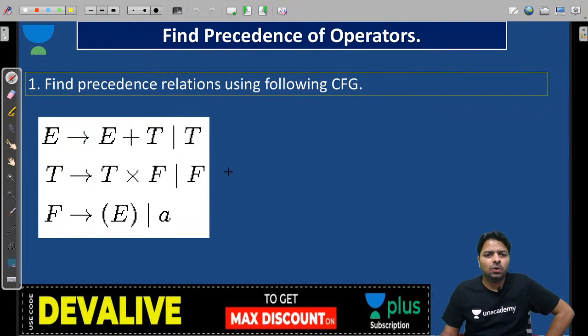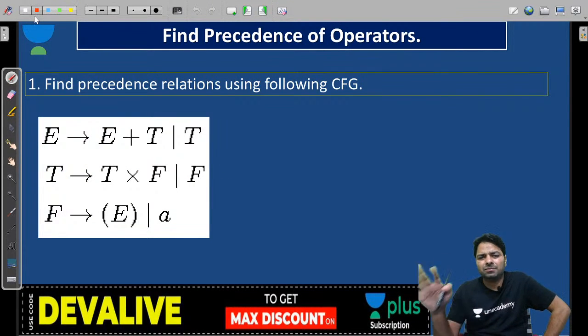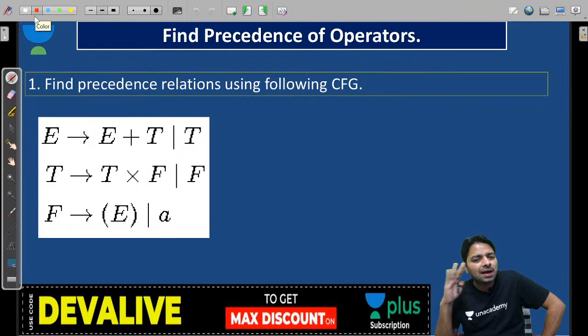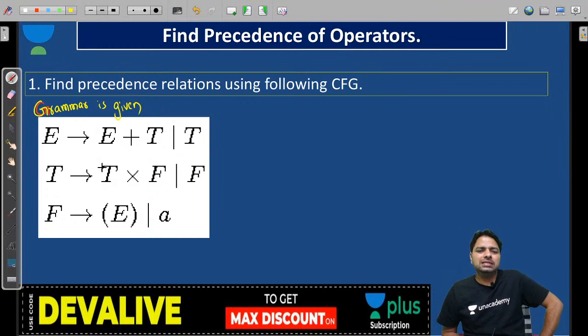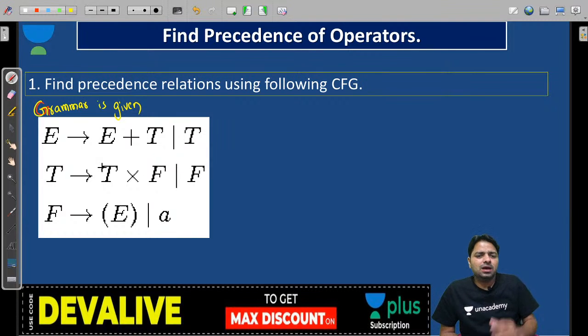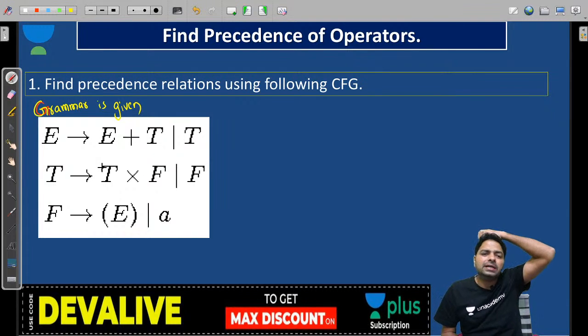Okay, now how to find the precedence relations. So you have the grammar. The grammar will be given, guys. First, is it an operator grammar? Then only you can do that. Is it an operator grammar? If so, we have the precedences inside, and we can call this an operator precedence grammar.